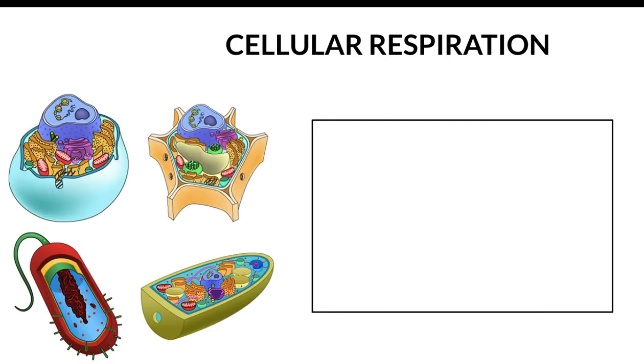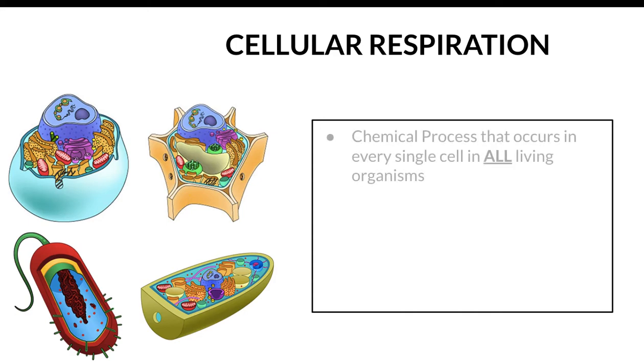Cellular respiration is actually a really complex chemical process that you guys don't need to know a whole lot about right now. All we're supposed to know in 7th grade is the difference between photosynthesis and cellular respiration. So I'm just going to tell you the really simple explanation, and that is cellular respiration is a chemical process, and it occurs in every single cell in every single living organism.